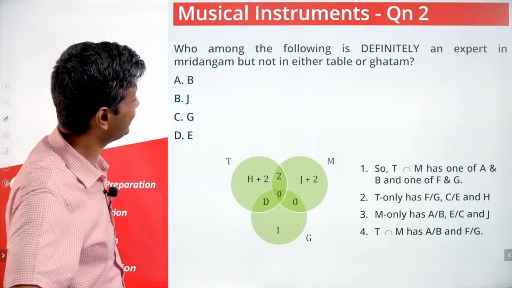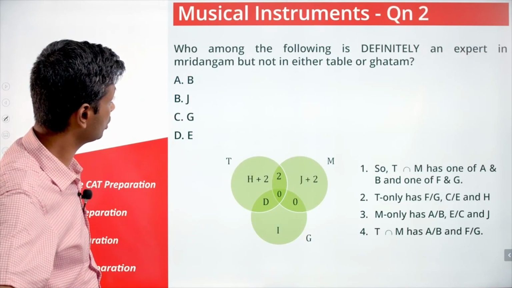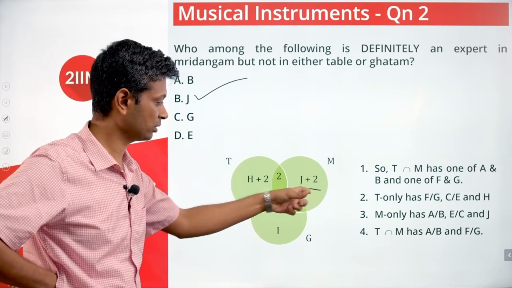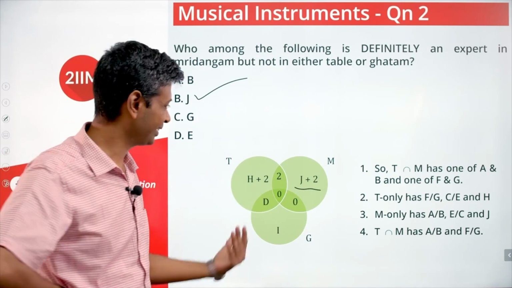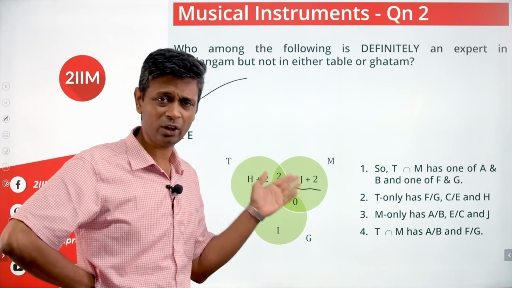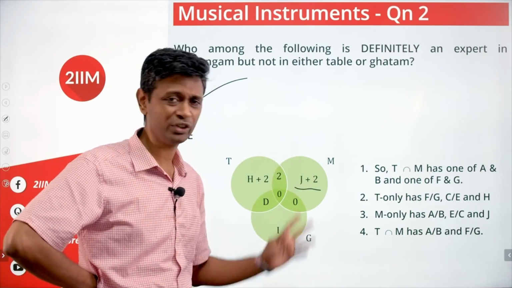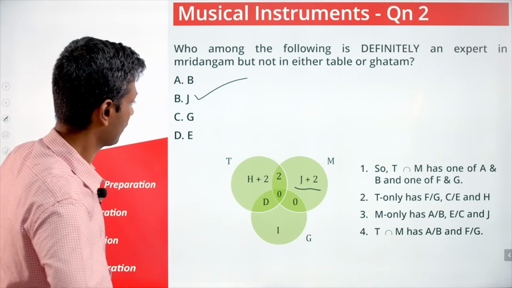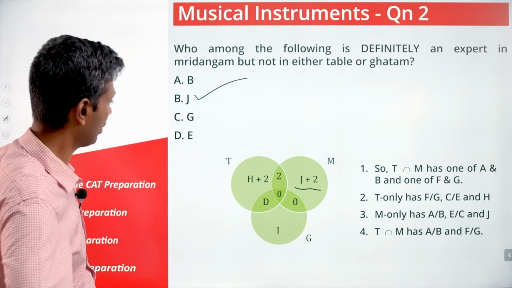Who among the following is definitely an expert in mridangam, but not in either tabla or ghatam? J. J plus 2 others. We've got that in the bag. So J is definitely an expert in mridangam. The 2 others could be one of A or B, and then one of E or C, all that we can do. But J is definitely in. I keep forgetting with this A or B. Yeah, A or B. Lovely.